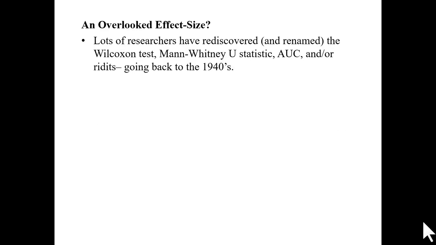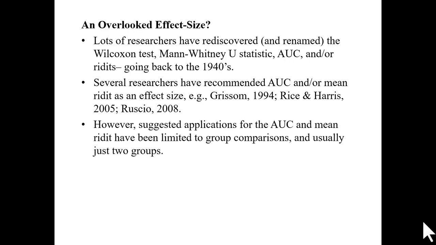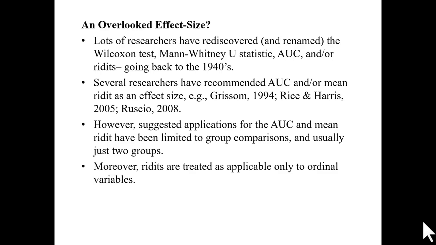A lot of researchers have rediscovered and oftentimes renamed the Wilcoxon test, Mann-Whitney U statistic, AUC, and/or ridits going back to the 1940s. And several researchers have recommended the AUC or mean ridit as an effect size, but suggested applications for the AUC and mean ridit have been limited to group comparisons, and usually just to two groups. Also, ridits are treated as if they're applicable only to ordinal variables. None of these restrictions are valid.